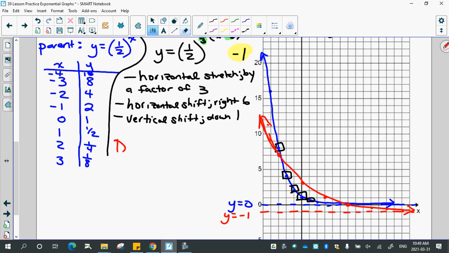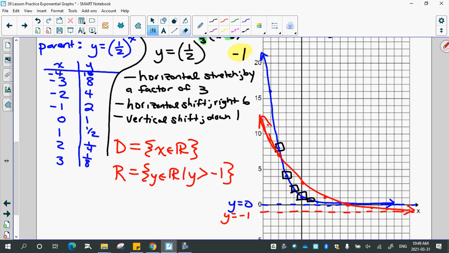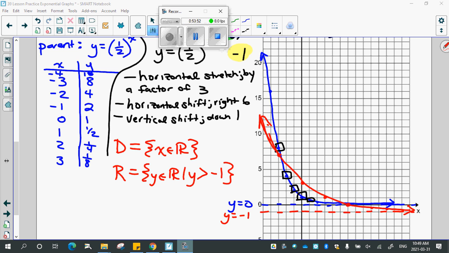And then we need domain and range. So the domain is going to be all real numbers. And the range is going to be all real numbers as long as we are strictly greater than negative 1. Okay, so that is exponential growth, or an exponential function.